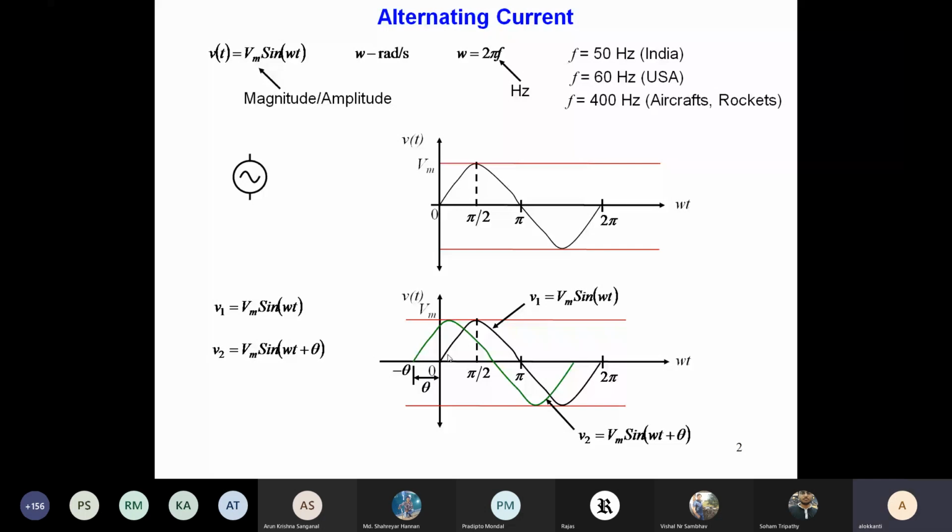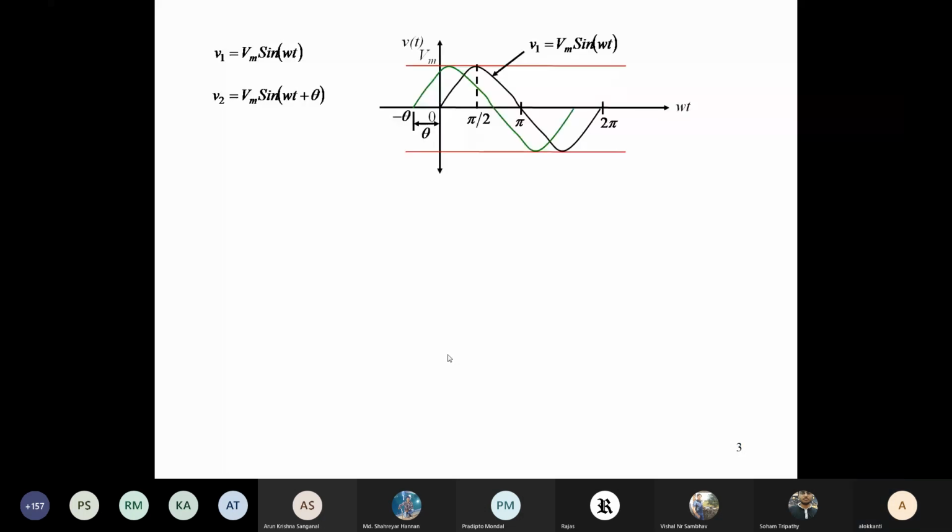Now, suppose you have V1 equal to Vm sin omega t, V2 equal to Vm sin omega t plus theta. Now they look like this. So we call it that V1 lags V2. V1 is lagging V2. What is the meaning of lagging, leading? If somebody is lagging, then we can call the other way as V2 is leading V1. So you can tell both ways. If somebody is lagging, the other one is leading.